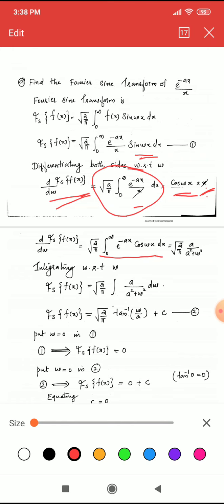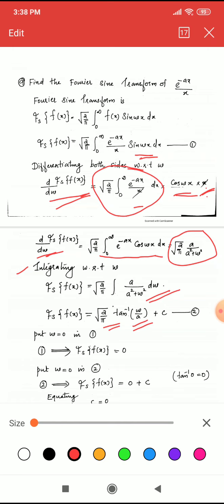Then using the formula for the integral of e raised to minus ax cos bx dx, we get the integral value as root of 2 by pi a by a square plus omega square. Now integrate both sides with respect to omega. Integrating, we have Fs of f of x equal to root of 2 by pi integral a by a square plus omega square d omega, that is equal to root of 2 by pi tan inverse omega by a plus a constant c.